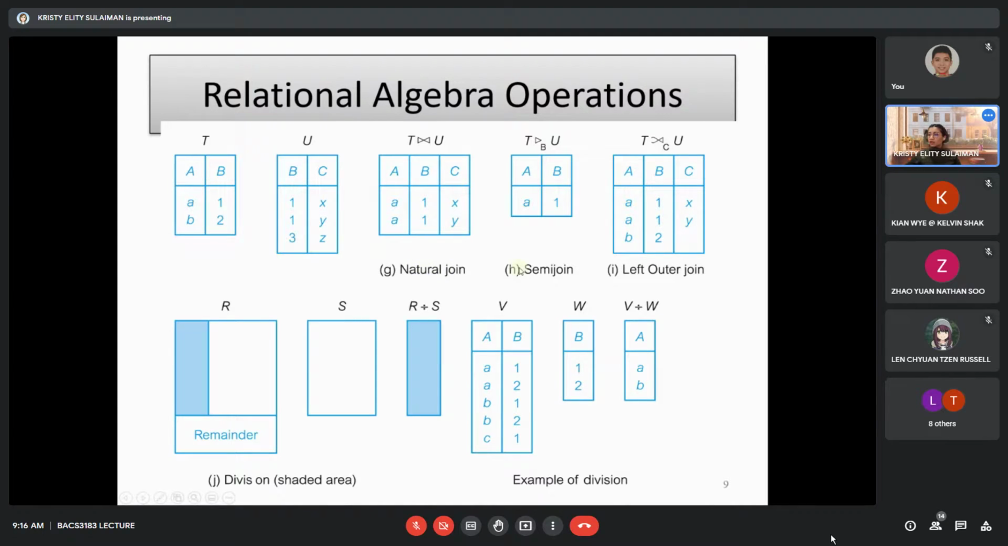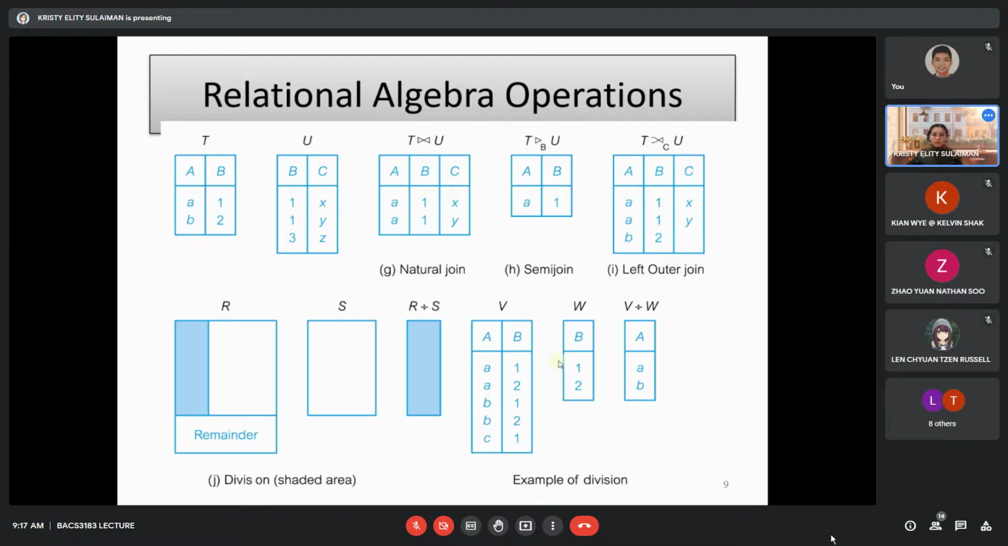We have natural join, semi join, represented by this character here, and left outer join. Today we discuss up until natural join. Next week we discuss the next part: semi join, left outer join, division, and another example of division. Don't worry if you don't understand this for now. We will look at the database and try to relate it to the relational model that we studied last week.